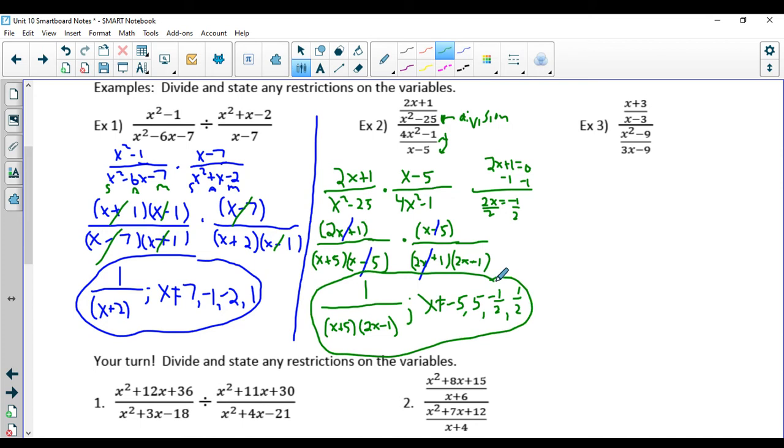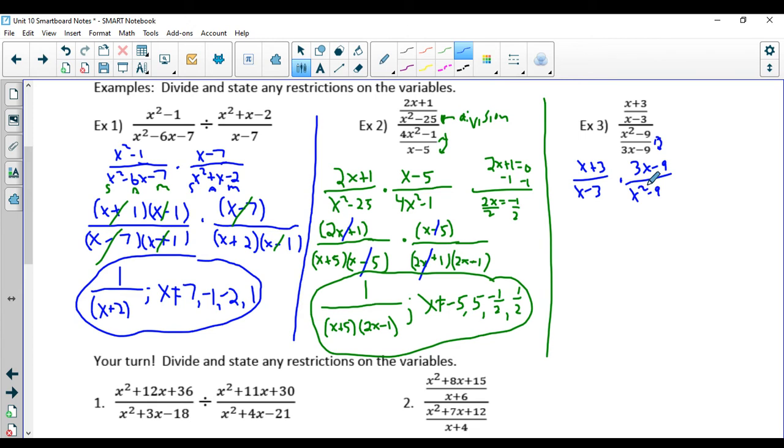And then for example 3, again, first thing I'm doing is keep, change, flip. So my first fraction is going to stay as x plus 3 over x minus 3, changing the division to multiplication, and then I have to flip this second fraction: 3x minus 9 over x squared minus 9.